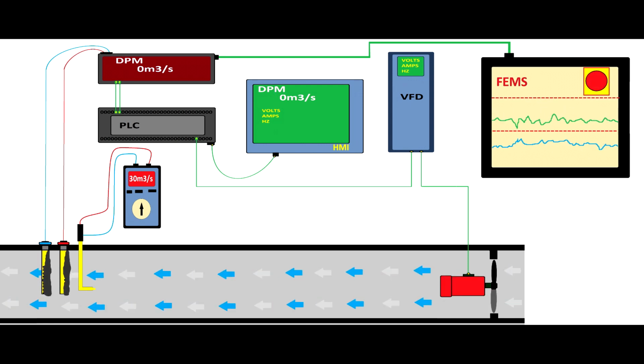When tubes are contaminated, you will see that the DPM and the HMI and the FEMS have a different value than the calibrated tool. They read different values, because the pitot tube which sends data to the calibrated tool is not contaminated, while the other two are, and then we have a false alarm and incorrect reading.